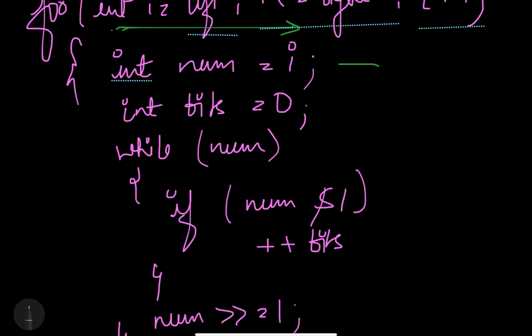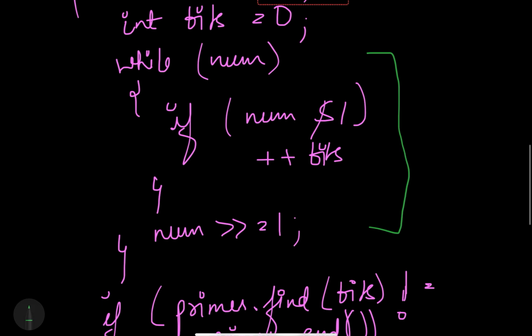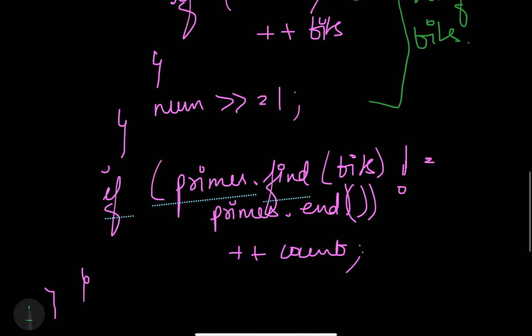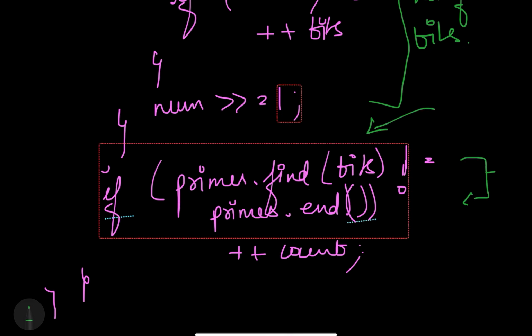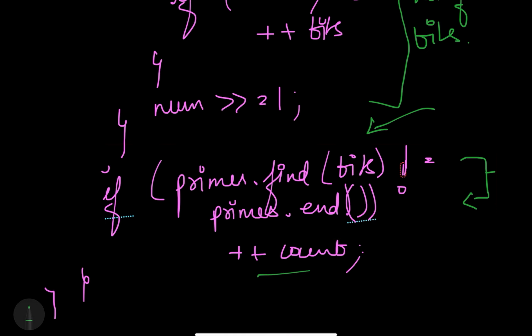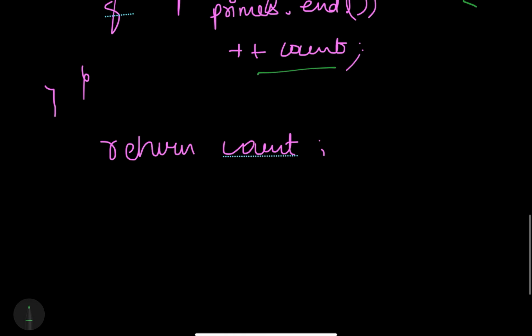We have taken our number in the num variable to check the number of bits inside it. This logic checks the number of bits inside a number, and then we check if that number of bits is present in our primes set. If it is present, we have increased our count and finally returned that count.